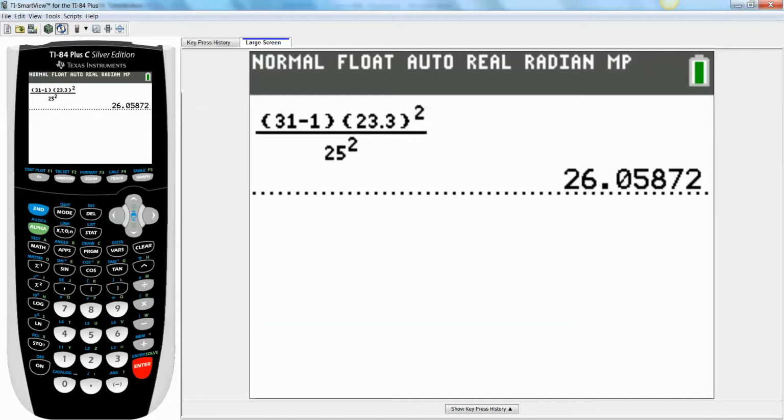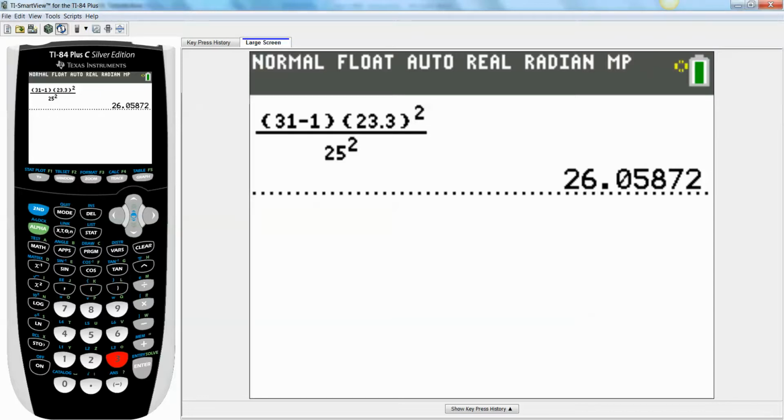All 84s can do this because all 84s can get the new operating system, which is really lovely. Now, if you don't have an 84 or you have an 84 with an old operating system, you can still do this. You just have to type it this way. So you type 31, take away 1, close your parentheses, and honestly, you could just type 30. We all know what that is anyway.